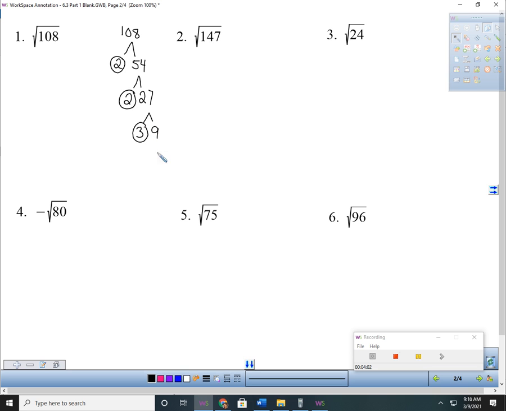3 is a prime number. And 9 is 3 times 3, both of which are prime numbers. So once I've got all the prime numbers, I'm going to write them as prime factorization. So I've got 2 of the 2's, right? So that would be 2 to the second power. This power represents how many I have. And then I also have 3's, and how many of those do I have? 3 of them.